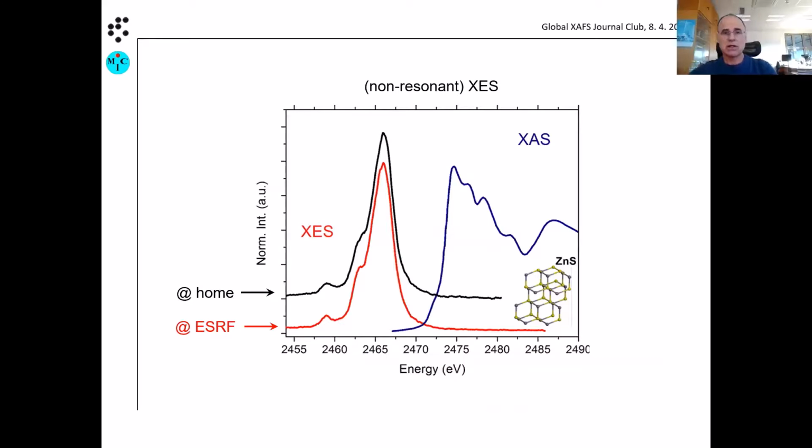This is just for comparison. You can see this is zinc sulfide. The red one is the non-resonant emission recorded with the same instrument at the synchrotron, and the black one is at home. So basically, using emission in the lab, you can record quality spectra, of course, at home. And we do this regularly, because you cannot always go to the synchrotron. We feel that this is important.